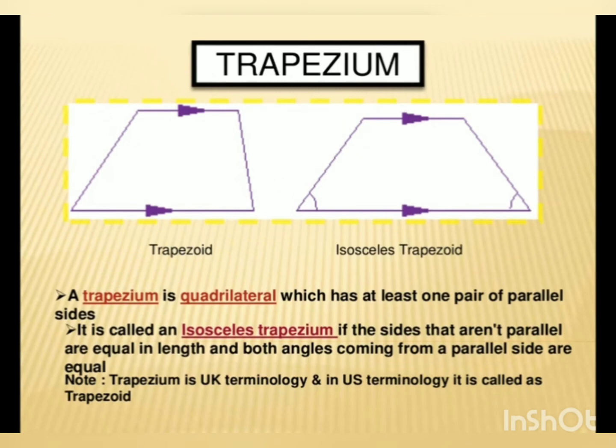Trapezium. A trapezium is a quadrilateral which has at least one pair of parallel sides. So that is the only property of trapezium, that one pair of parallel sides should be there. Now another thing is isosceles trapezium. If the non-parallel sides of a trapezium are equal in length, we call it an isosceles trapezium.